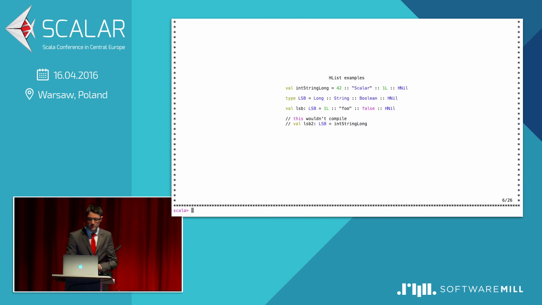So, using this definition, we can create HLists with a syntax that is very similar to standard lists. But of course, you can put different types in the list. You can also define type aliases with the same syntax. So here LSB is a type alias for Long, followed by String, followed by Boolean. And of course, if I want to assign my first HList there to something of type LSB, it wouldn't compile because the two HLists don't have the same type.